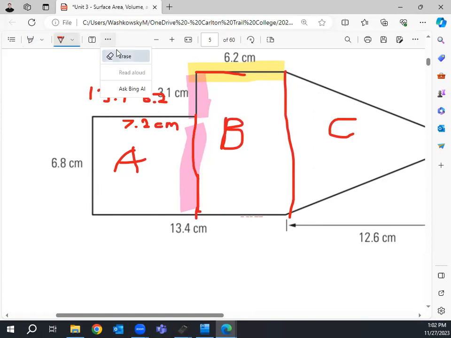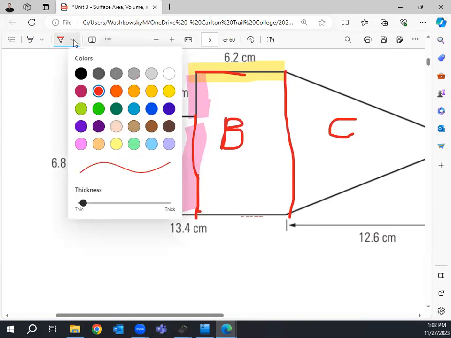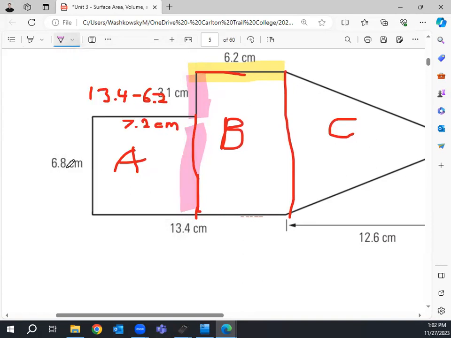The whole measure of this line in pink. Can I even do that? Yeah, I'm just going to do that. The whole measure, so 3.1 plus 6.8 is going to be 9.9 centimeters. So boom, I'm good for shape B now. I have the two things I need.